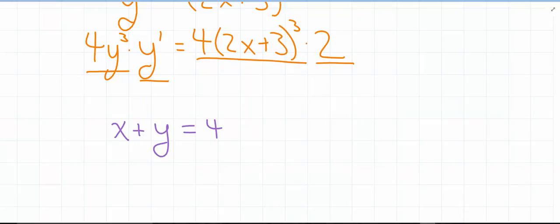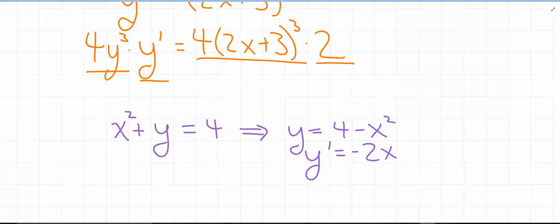Now here, I don't just have y equals something. And let me make this a little bit different. Let me just make this x squared plus y equals 4. Now this is a very simple one. And we could solve this for y. Now notice, if I solve this for y, I get y equals 4 minus x squared. And then I could say y prime is equal to negative 2x. So that's super easy for us. Here, y was not explicitly defined in terms of x, so we solved for y and we differentiated it.